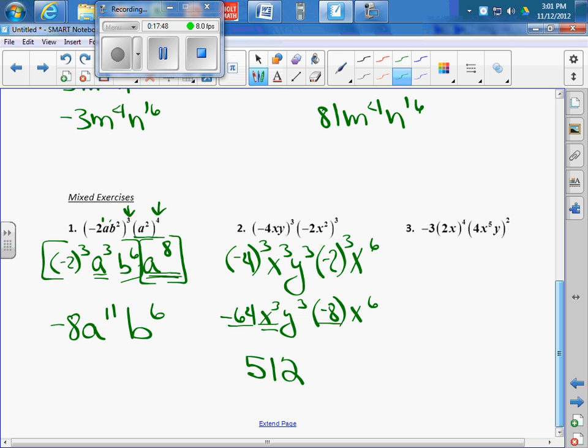X to the third times x to the 6th. Add their exponents. X to the 9th. Bring down the y to the third power.